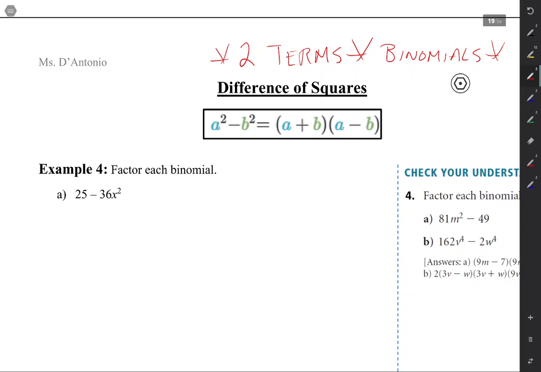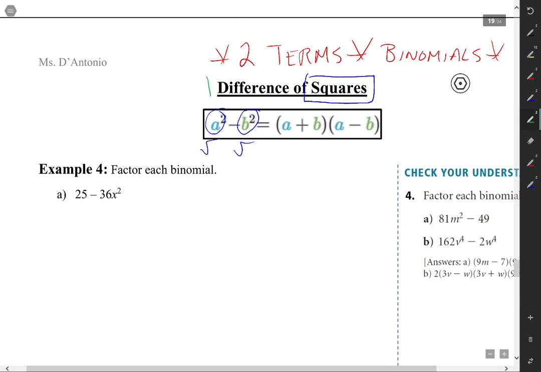Factor each binomial. So when we're looking to see if a binomial can be factored using difference of squares, there's two things we need to look for. The first thing is we're looking for squares or perfect squares. So the first term has to be a perfect square and the second term has to be a perfect square. And in order to check that, take the square root of both of them and see if you get a whole number. Now, the second thing we need to look for is it the difference of the squares? Now, remember in math that the word difference is a special word for subtract.